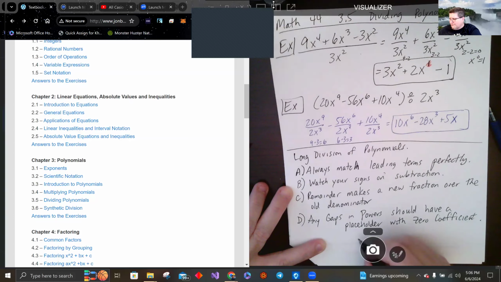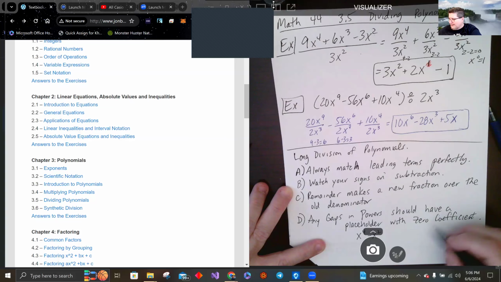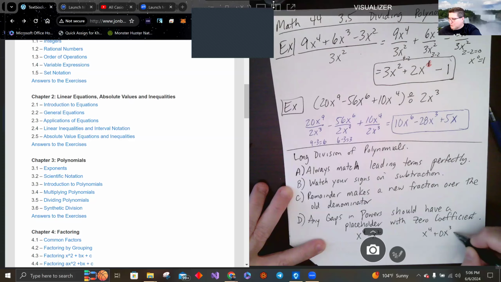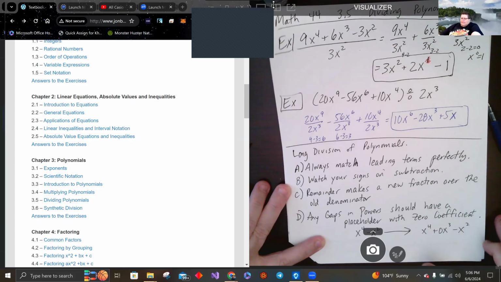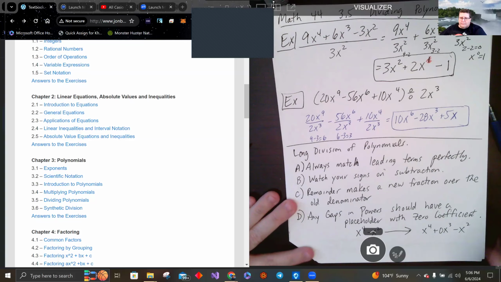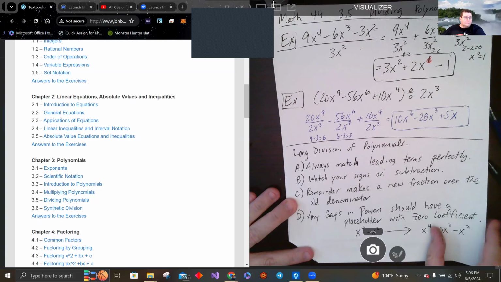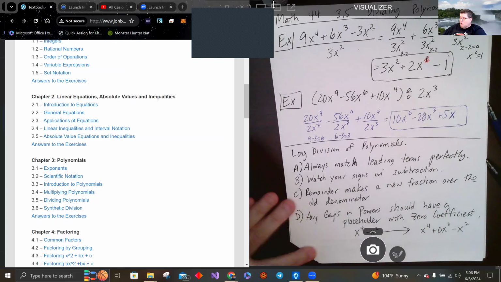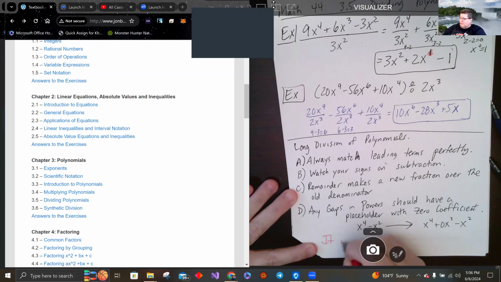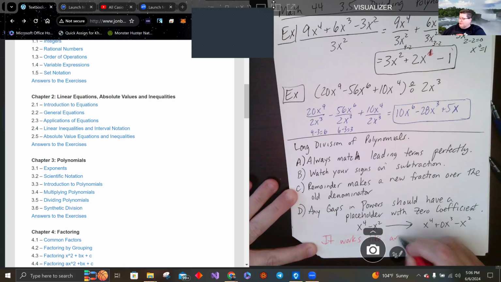So if you had x to the 4th minus x squared, when you're doing the division, you'll have x to the 4th plus 0x cubed minus x squared. That's what I mean by a 0 placeholder. All right, let's take a look at the division. It works exactly like regular arithmetic long division.